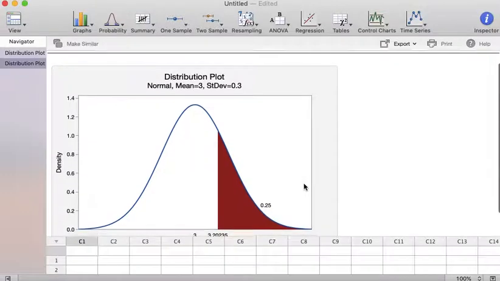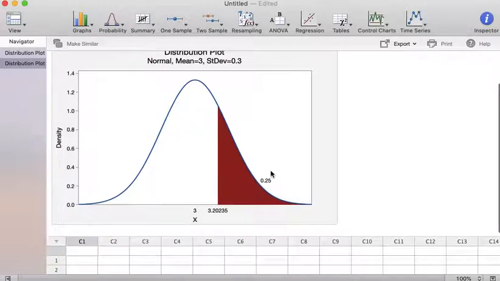And this time, the 25% is what is above the red shaded area on the graph. To find my answer, I look on the x-axis. And so this is going to be my answer of 3.2.